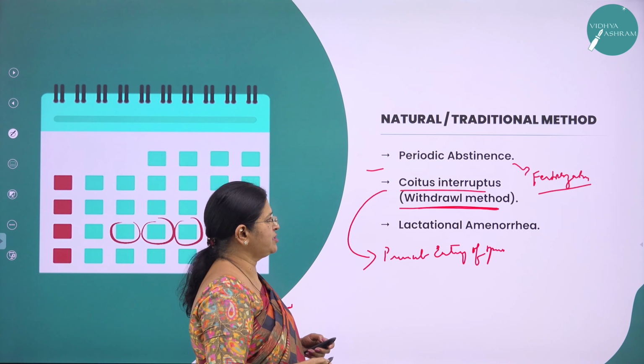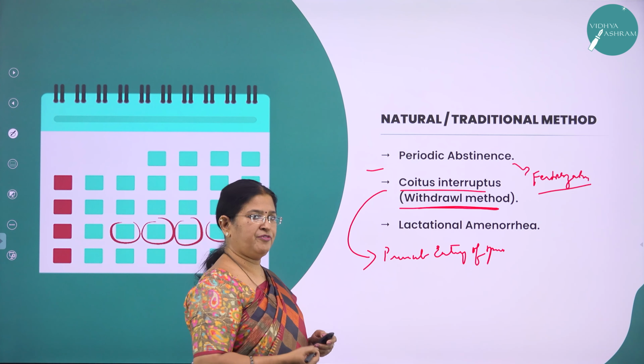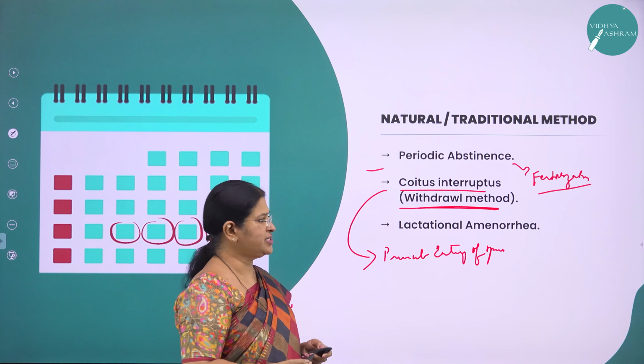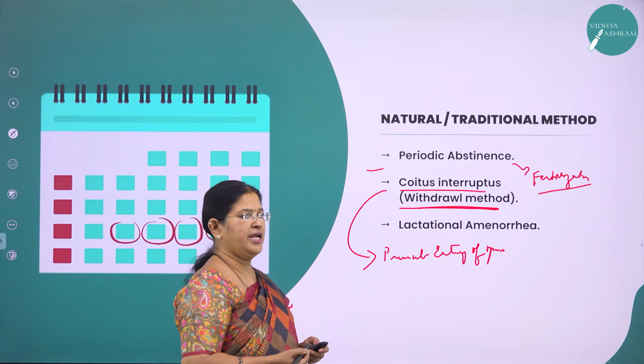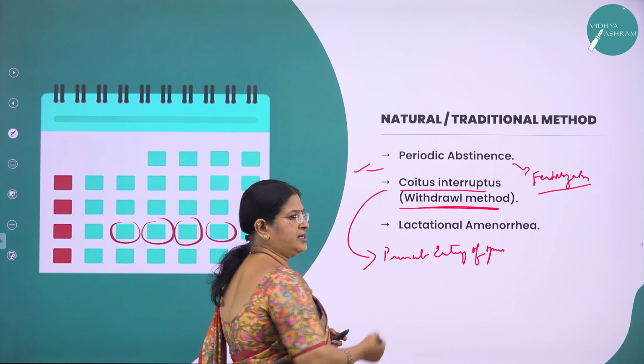What is coitus interruptus or withdrawal method? Here a man withdraws his penis before ejaculation from the woman's genitalia, and this is called coitus interruptus or withdrawal method. And what is the working principle of this method? It prevents the entry of the sperm. Hope you have understood the first one and the second one.